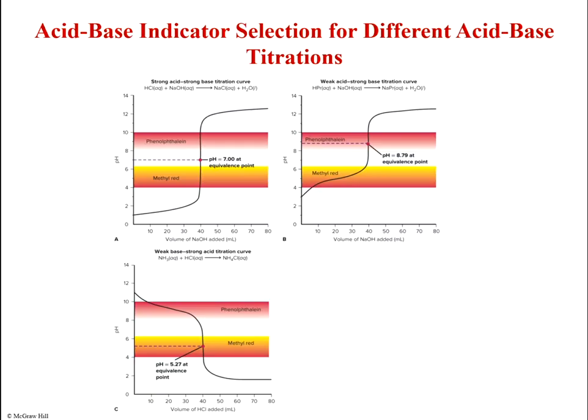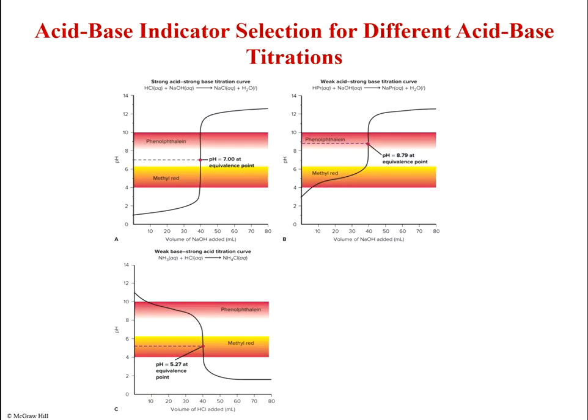Now, if we go to a weak acid, strong base titration on the upper right-hand side, you can see that right near our equivalence point, it's much more important to have an indicator that changes, because our pH change for a weak acid strong base titration curve is much smaller than a strong acid strong base. You can see that near the equivalence point, the pH may change a total of approximately 4 to 5 units, but that's a much smaller range than the strong acid strong base titration.